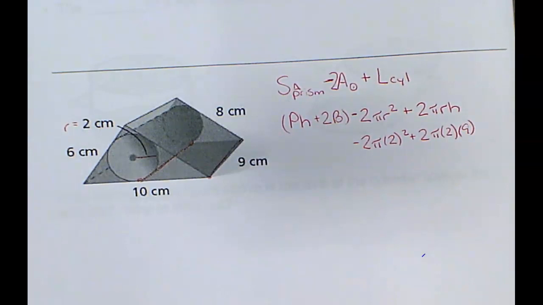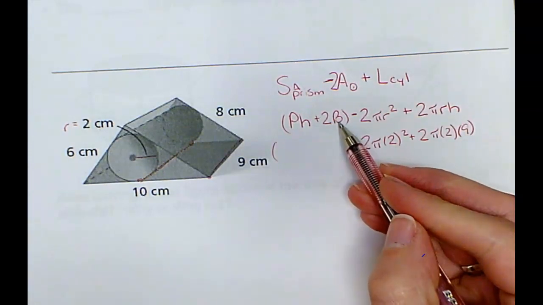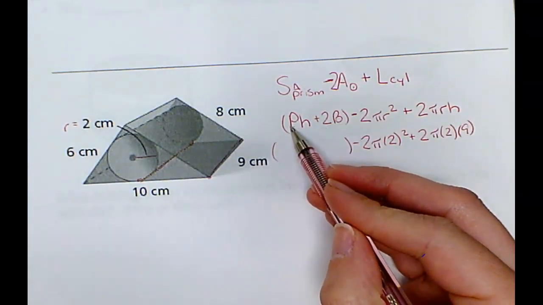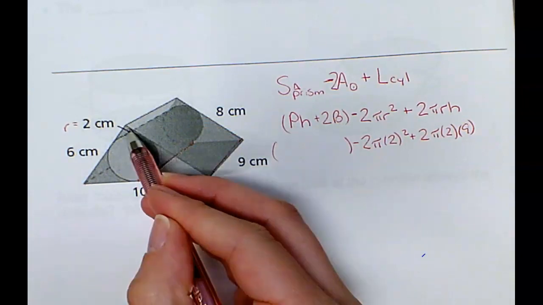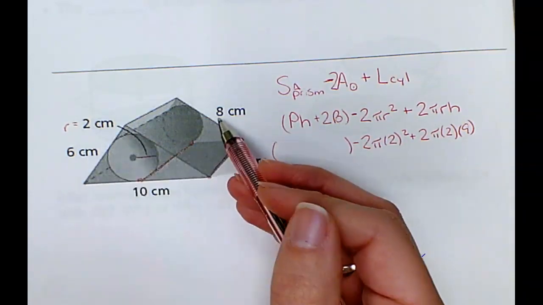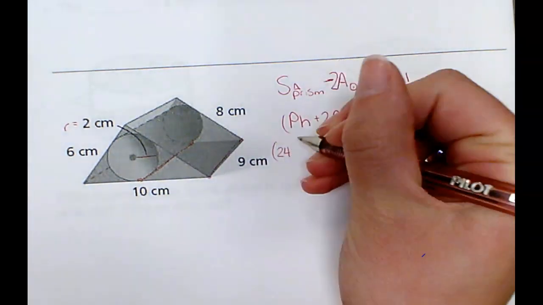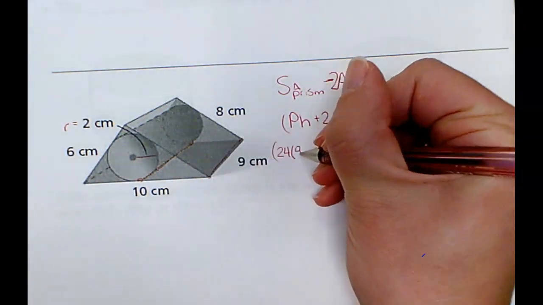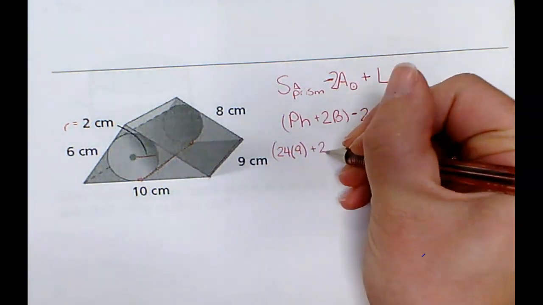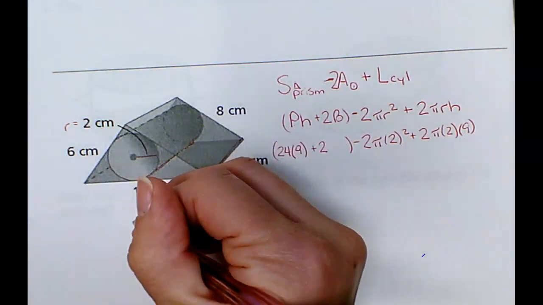So we have that piece. Now let's try and work on this. So the perimeter of our triangle is 6 centimeters plus 10 centimeters plus 8 centimeters. So 6 and 10 and 8 added together give me 24 times the height of that prism, which is 9 centimeters. And we're going to add to it 2 bases. And that base is a triangle, which is a little strange because we don't know much about that triangle except for the side length. So I'm going to redraw it out here.